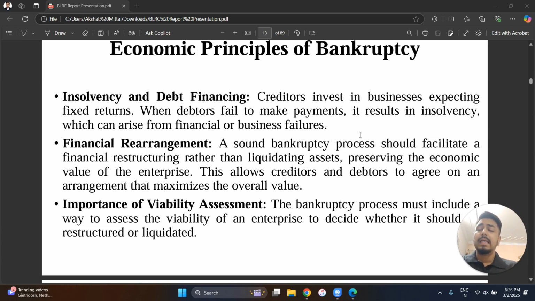Secondly, viability assessment. What is viability assessment? Viability assessment is basically when we assess in advance whether or not this entity will be bankrupt or insolvent in future. So that viability assessment should be done before the entity is actually declared insolvent or bankrupt.